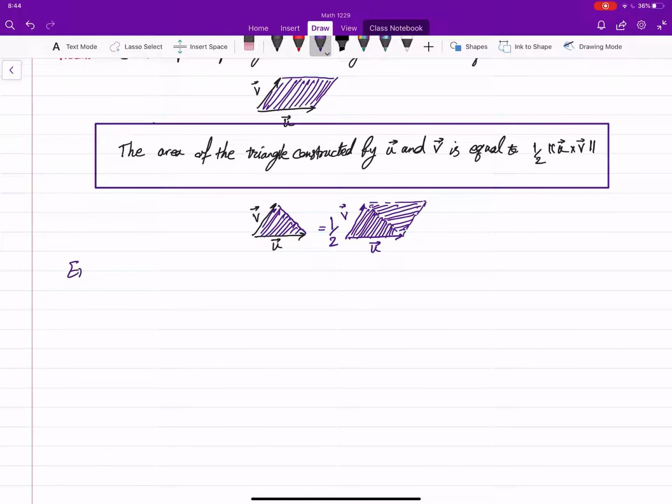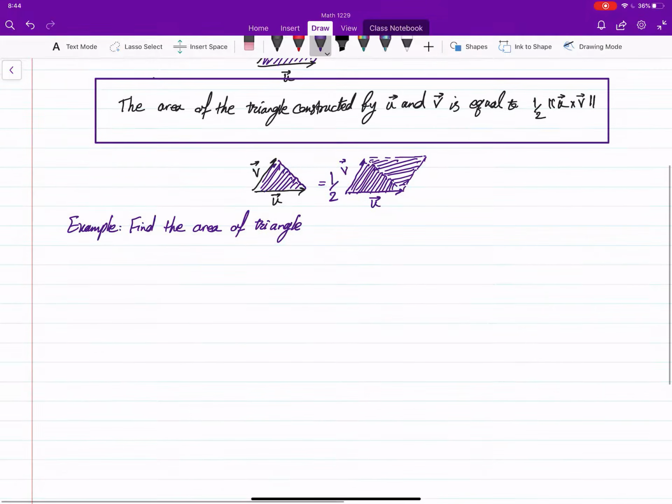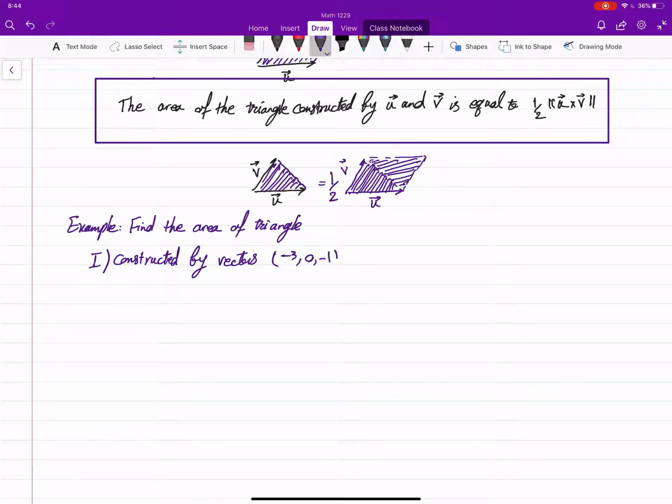Example: find the area of the triangle. Well, there are two triangles. We have to do two different examples. Part one is the triangle constructed by vectors -3, 0, -1, and 2, 1, 0.